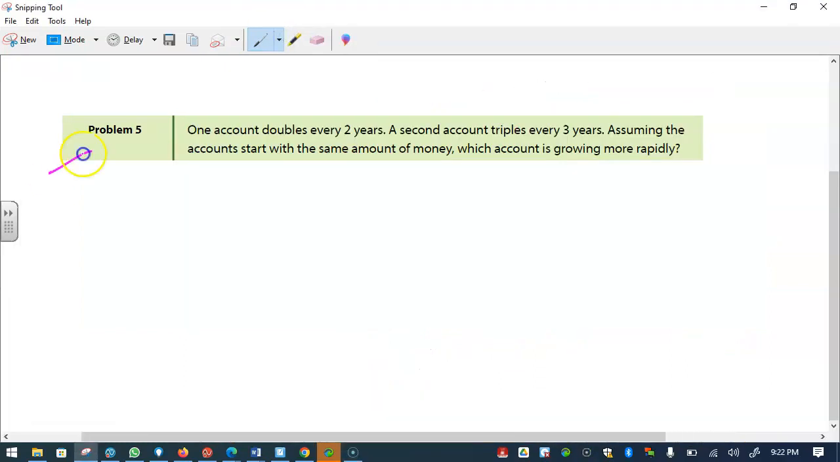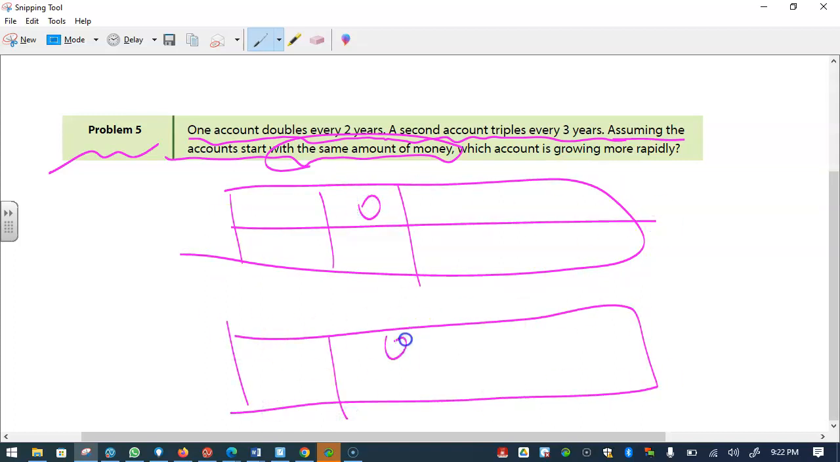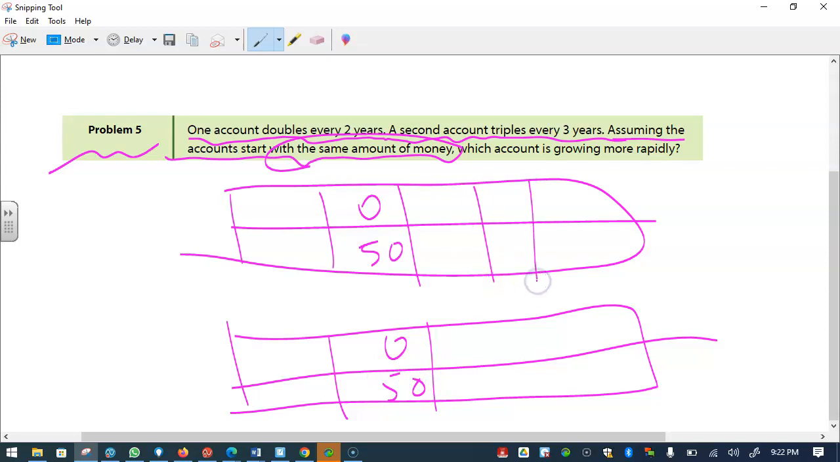Question number 5: one account doubles every 2 years, the second account triples every 3 years. Assume that the accounts start with the same money. Basically, let's say there was money here, and here also there's money. In the beginning they had the same money, maybe let's just imagine $50. This one doubles in 2 years, and this one triples in 3 years. We want to know which account is growing faster.